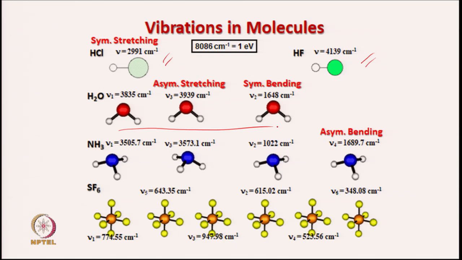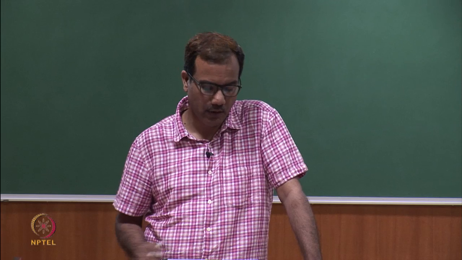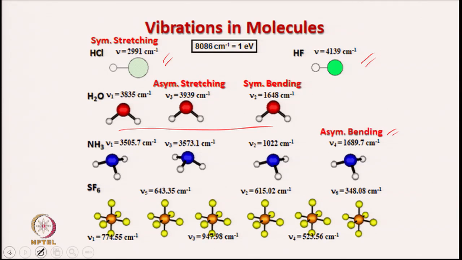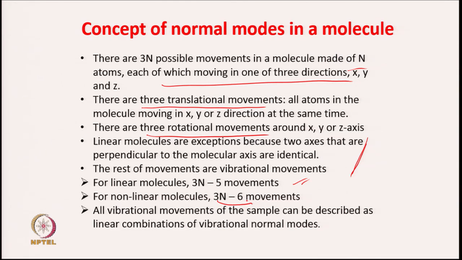For ammonia, there can be 4 different kinds of vibration: apart from symmetric stretching, asymmetric stretching, and symmetrical bending, you have asymmetrical bending, which happens around 1689.7 centimeter inverse. Similarly, you can go and calculate the normal modes of vibration for other kinds of molecules. The simple rule is, for a polyatomic molecule which is not linear, that is a non-linear molecule, you have 3N minus 6 normal modes of vibration. For a linear molecule, you have 3N minus 5 modes of vibration.